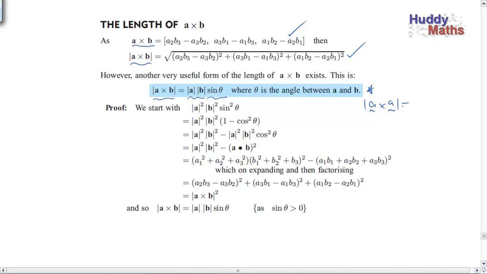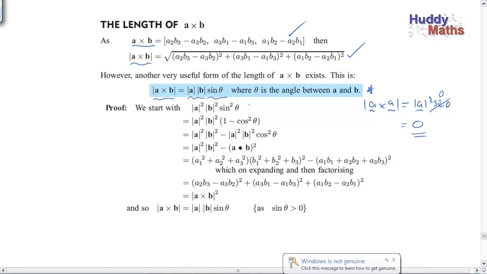Okay, so that is useful, and it also validates that for A cross A, the length of that would be length of A squared sine of naught, at angle 0. So that would be naught, and therefore A cross A is 0. So there's another little check on A cross A's length being 0, or the 0 vector A cross A.